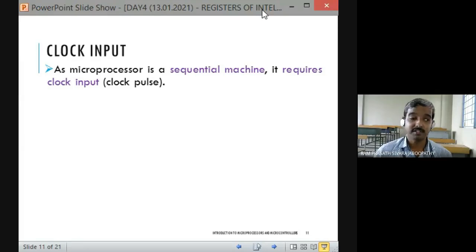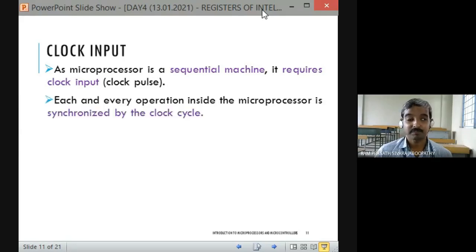So how are we saying the microprocessor is a sequential machine? Yes, it takes an instruction from memory, decodes it, and only after executing it does it know what operation it has to do. Clear? Then it will go for the next instruction. That means it is executing the program in a sequential manner. So definitely you need a time reference, so we are providing a clock input. Okay. So how are we going to provide the clock input for the 8085 microprocessor?